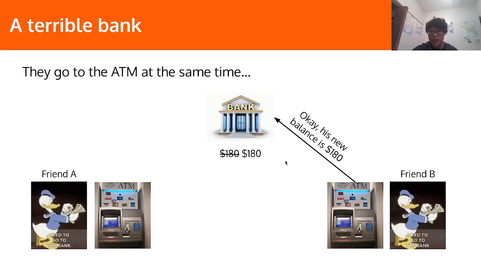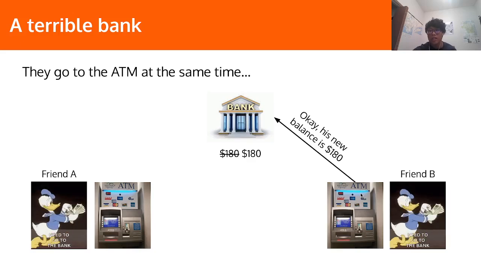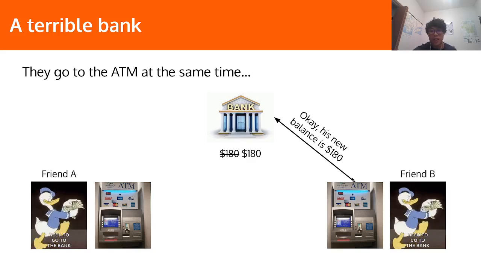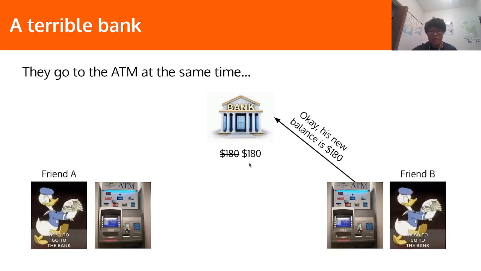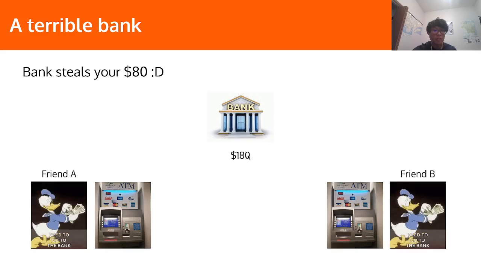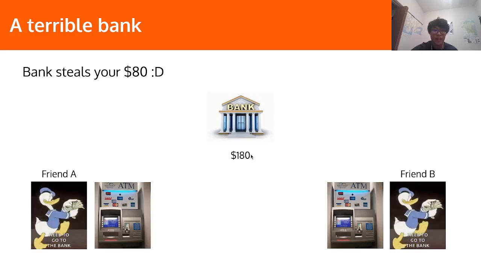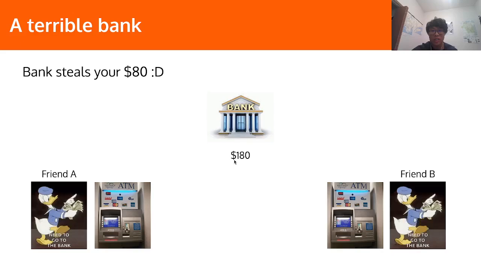Now, friend B also does the same thing. He got the value $100 from the bank and he added $80 to it. So he calculated that the new balance is $180 and he sends it to the server, right? So the bank also overrides the old $180 value with 180 again. And we realize the problem here, right? You expected to have $260 at the end, but after both of the updates, you only have $180.